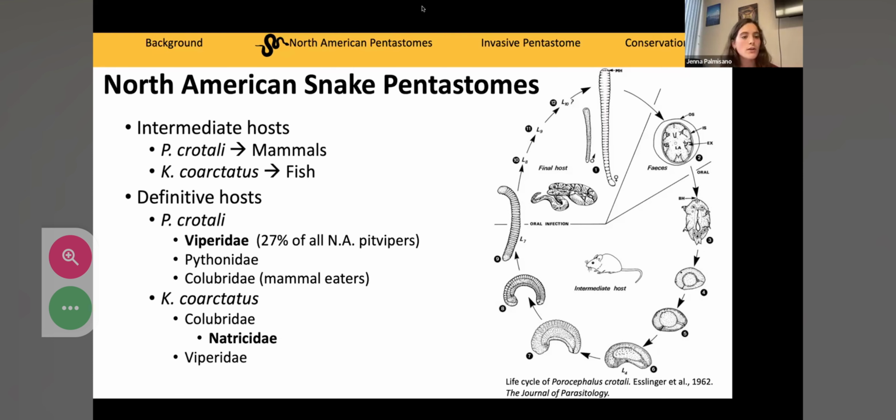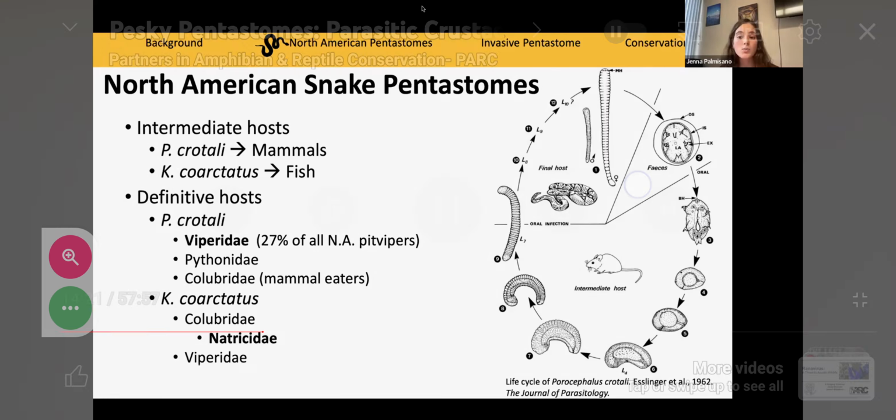And we know so much about this life cycle because in the 1960s, there were some experimental infections with cottonmouths and rodents. From what we know, Chirocephalus coarctatus uses fish as intermediate hosts, but it might use other intermediate hosts as well. And we see a highest prevalence in nature.